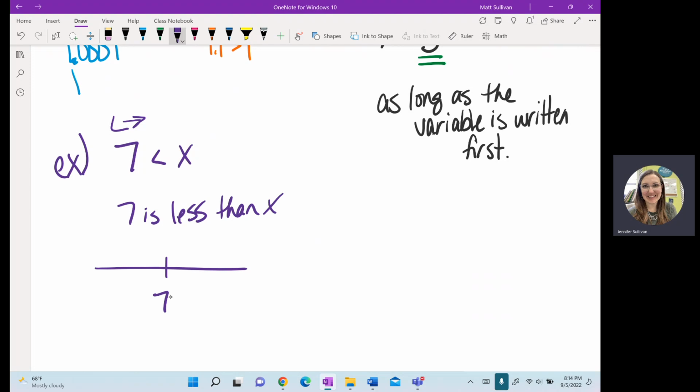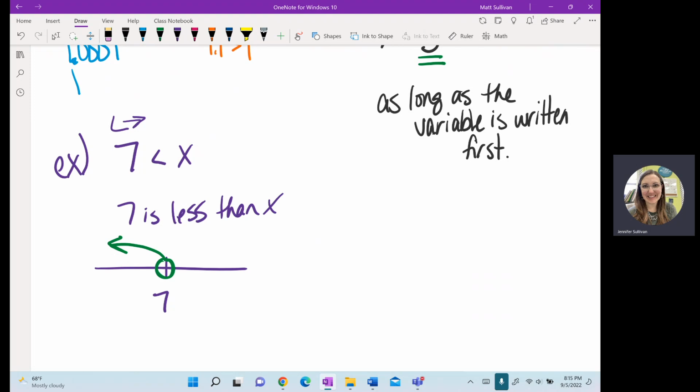Sometimes the mistake that I will get is that people will look at the inequality symbol and they'll say, oh, I need to give it an open circle because it doesn't have the equals. And then I'm going to shade that way, make this arrow tell me which way to go.